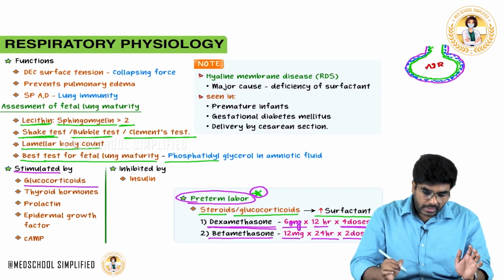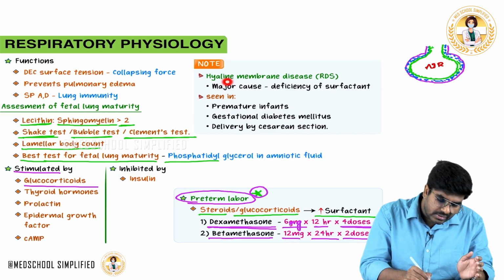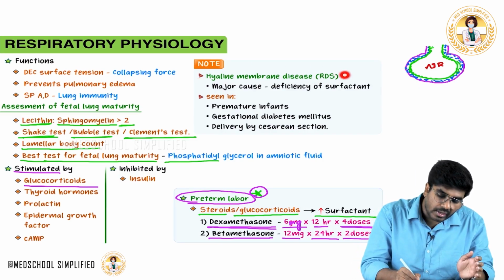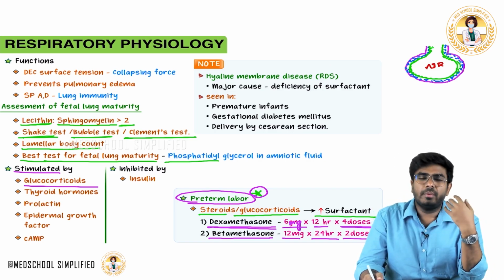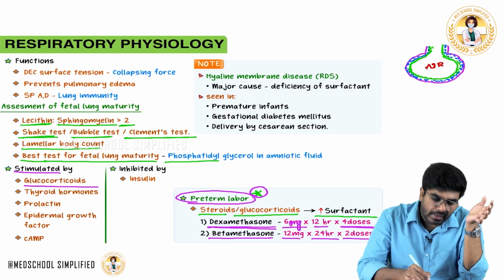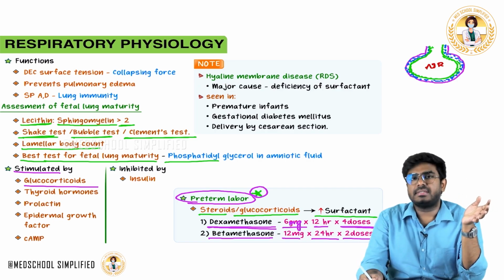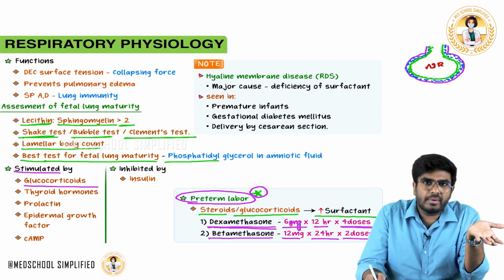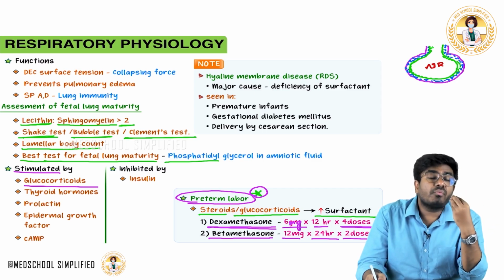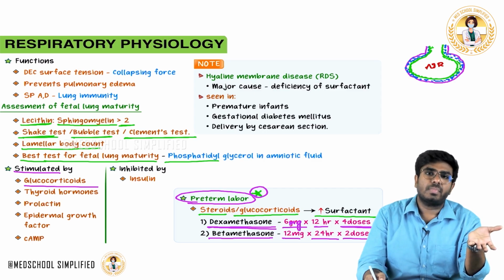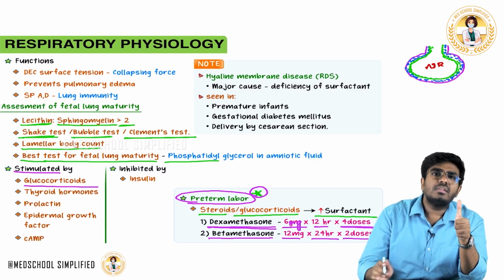Preterm labor is completed. Now let's discuss a disease called hyaline membrane disease or respiratory distress syndrome. Now a baby was born, and this baby is having hyaline membrane disease. Why is the baby having hyaline membrane disease or respiratory distress syndrome? It's simply because there is no surfactant in the baby's lungs. The baby is born, but there is no surfactant.